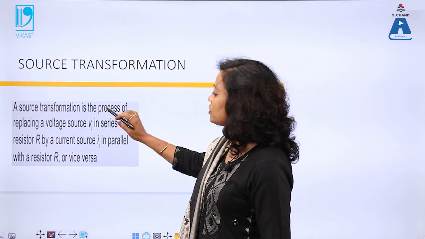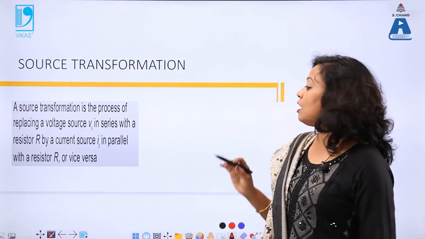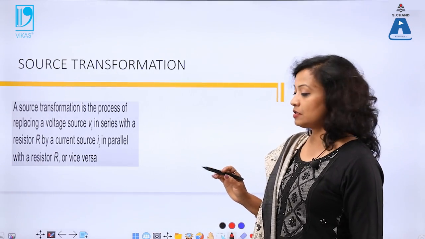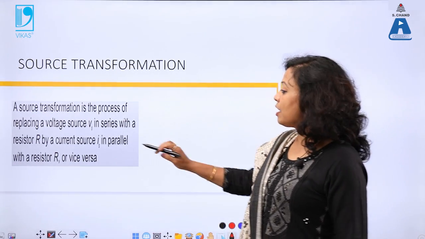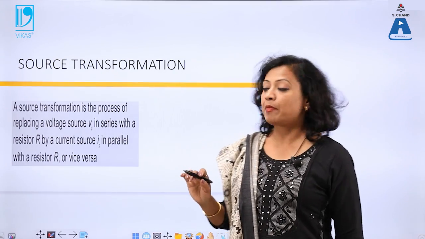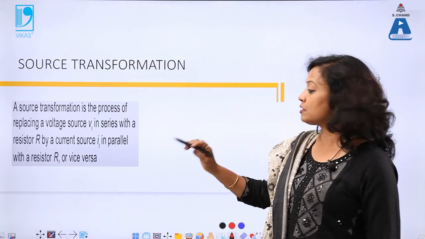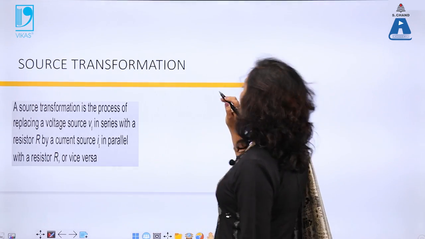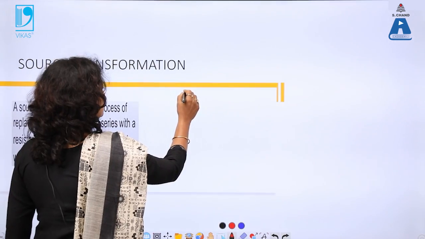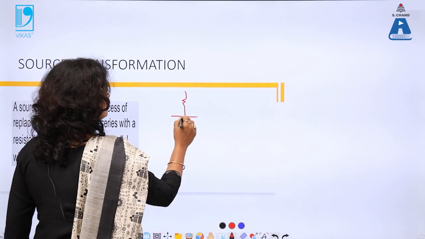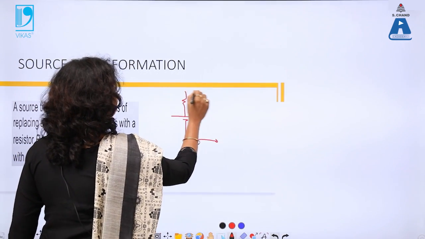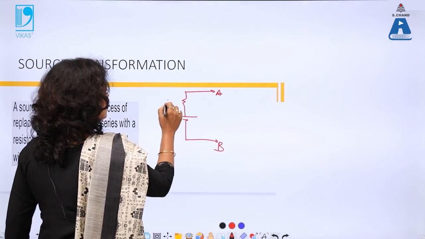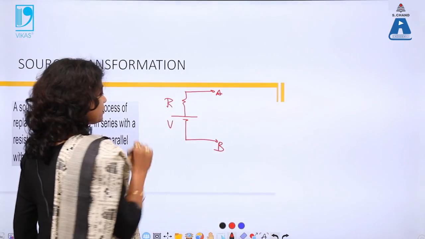So, source transformation is the process of replacing a voltage source Vs in series with a resistor R by a current source Is in parallel with the same resistor which was in series with the voltage source, and vice versa. For example, I have my circuit like this. These are the two open terminals. This is my resistor, this is my voltage.